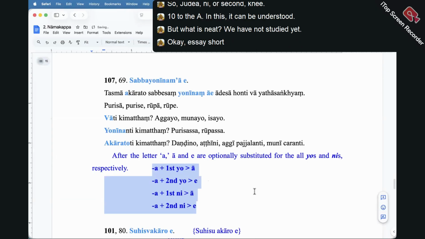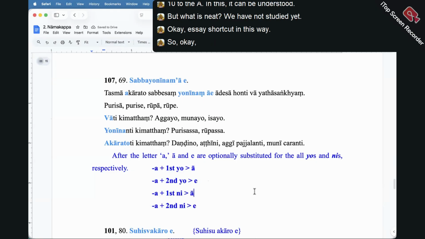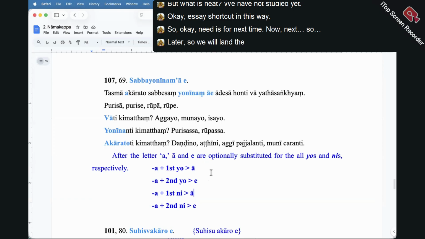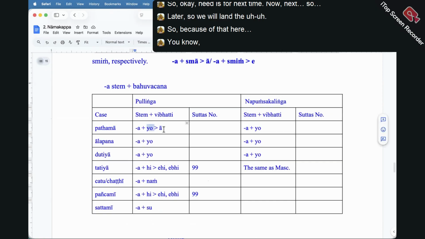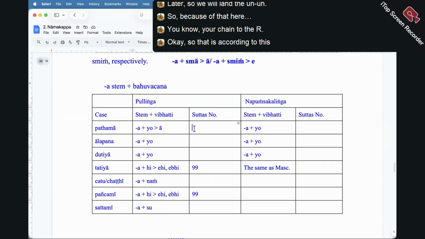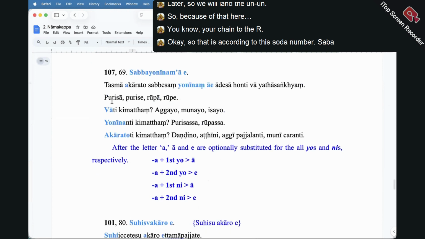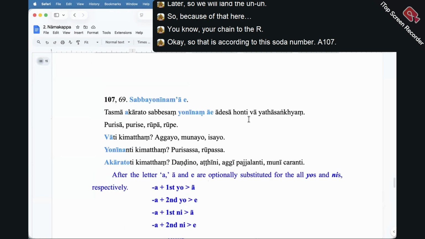Okay, as a shortcut in this way. So, what we need is for next time. Now, so later we will learn this. So because of that, here your yo changes to the R. Okay, so that is according to the sutta number Sabha Yoni Ma A 107.